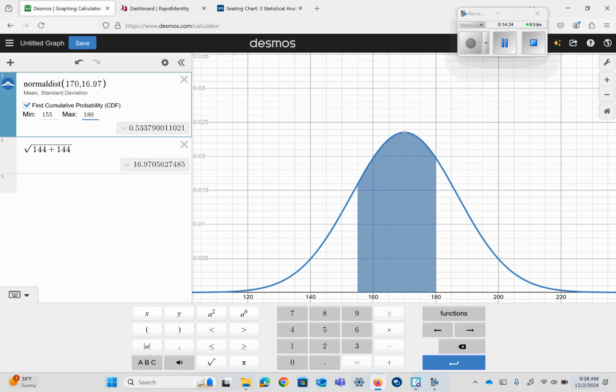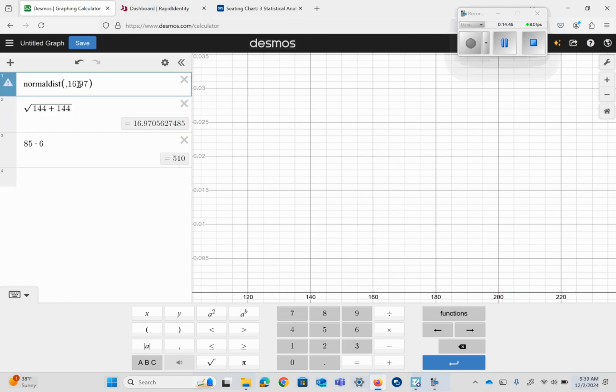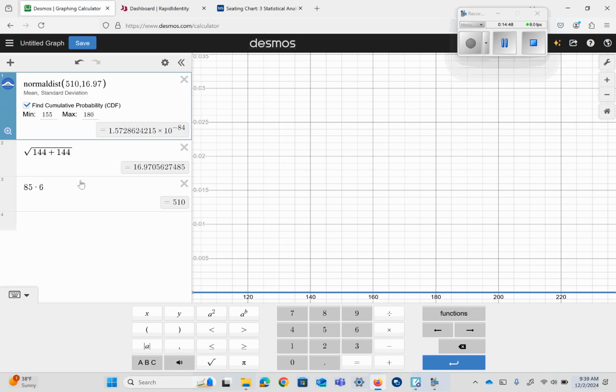Okay? And then number 3 says the following question pertains to bags of 6 apples. So if we add 85 times 6, or 85 added to itself 6 times, this is going to change my mean to 510. And then my standard deviation is really going to change quite a bit. So plus 144, plus 144, plus 144. 1, 2, 3, 4, 5 plus 144. So then we get to a standard deviation of 29.39.